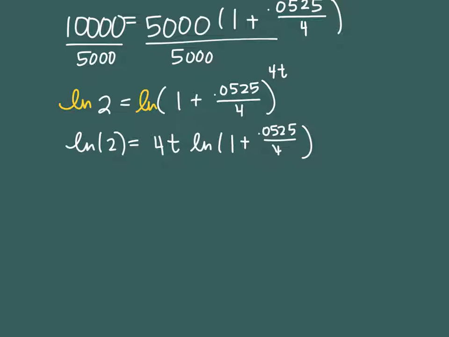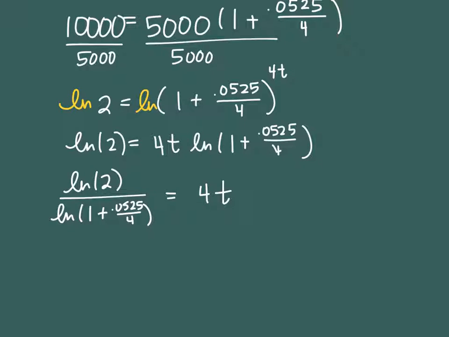So I'm going to divide the big natural log that's on the right side over to the left. So I'll have the natural log of 2 divided by the natural log of 1 plus 0.0525 over 4. But I still have that pesky 4 in front of my t, so I'll have to divide again. So we'll do natural log of 2 divided by the natural log of 1 plus 0.0525 divided by 4, and then we'll divide that by 4 as well.